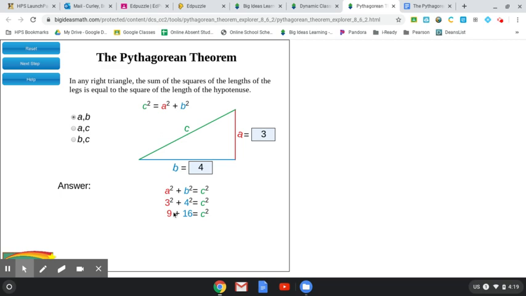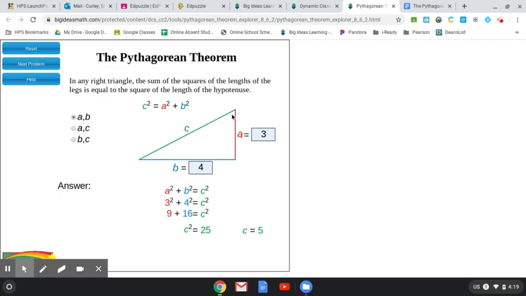So 3 squared is 9, 4 squared is 16. What comes next? Add them up. So you get 25. 16 plus 9 is 25. So 25 equals C squared. How do we get this square out of here? Remember, how do you undo a square? You do the opposite, which is the square root. You take the square root of 25, take the square root of C squared. What is the square root of 25? It is 5. Therefore, the hypotenuse is 5.